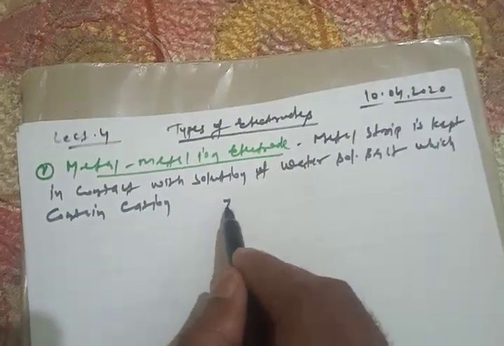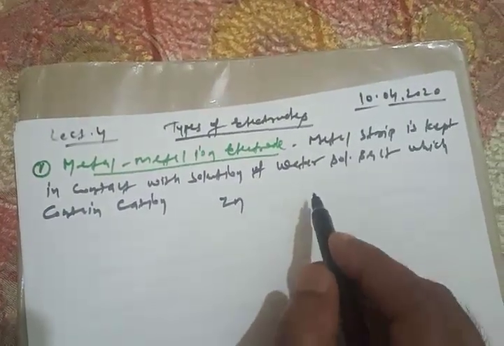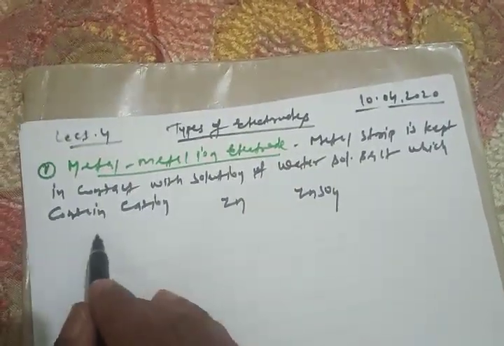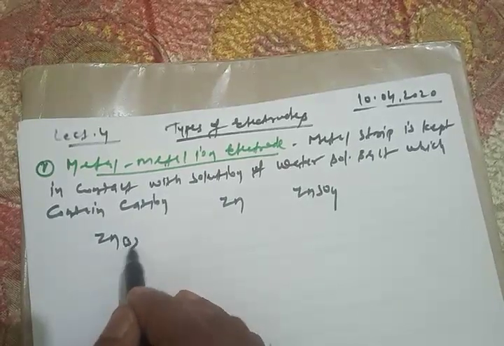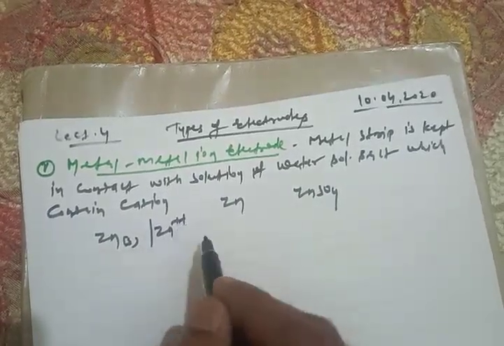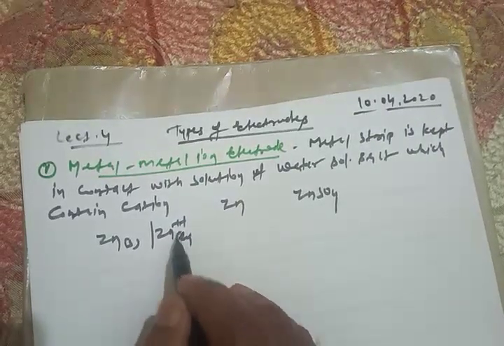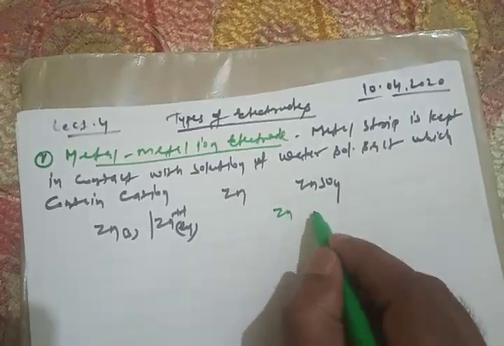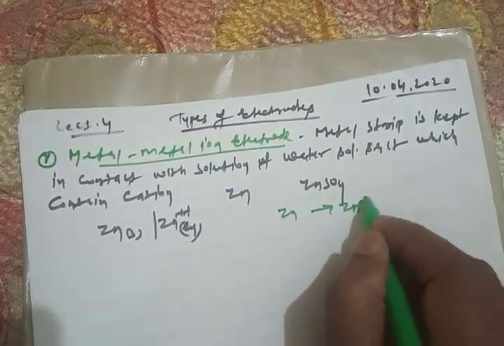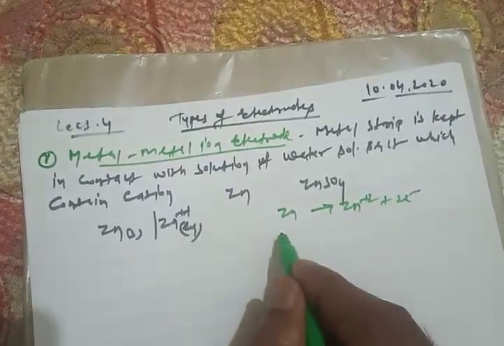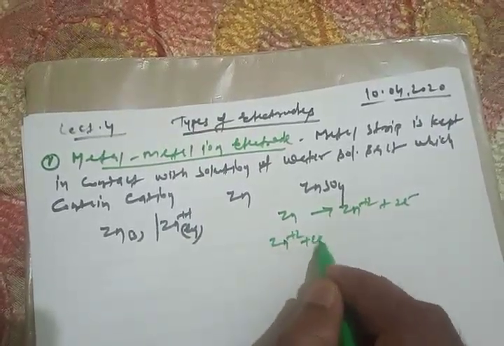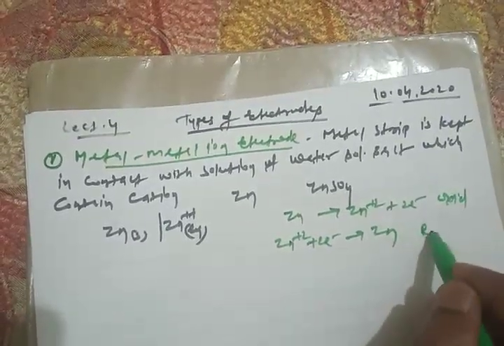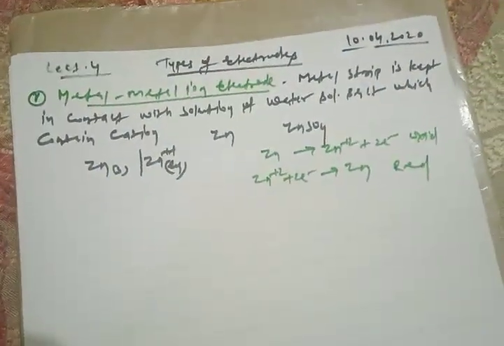Suppose you are taking zinc as the electrode, so the solution is of zinc sulfate. So the cell reaction is zinc solid to Zn2+ aqueous. Zinc is first oxidized with release of 2 electrons, then these 2 electrons are gained by Zn2+, which converts into zinc again. So this is the oxidation and this is the reduction, and this is the cell. So this is a very simple electrode.